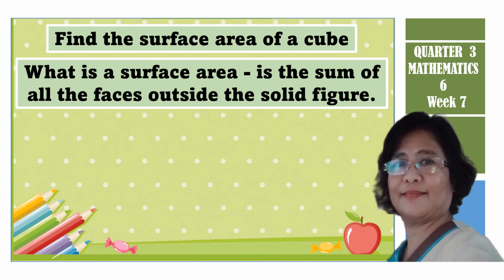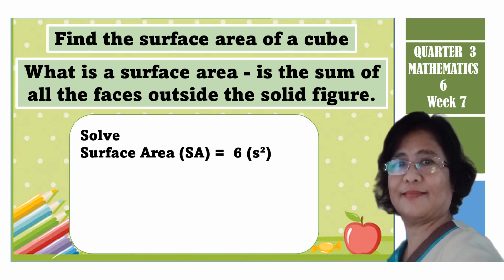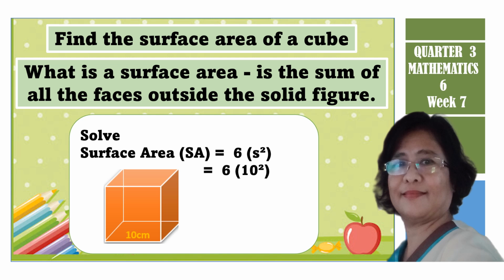Let's find out the surface area of the cube. The surface area formula is s squared times 6. Substitute the formula with the given number. A side of the square measures 10 centimeters. What is 10 centimeters squared? Very good. We have 100 square centimeters. Times 6, our answer will be 600 square centimeters. So 600 square centimeters is the surface area of the cube.